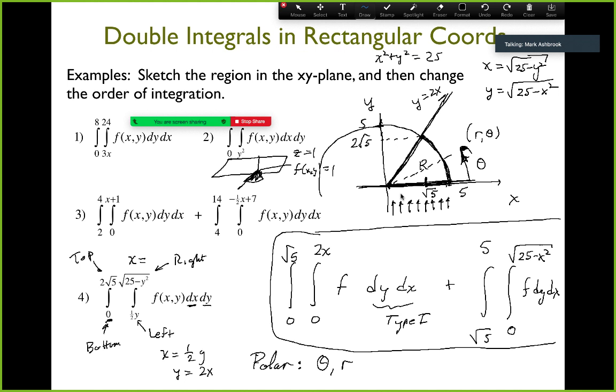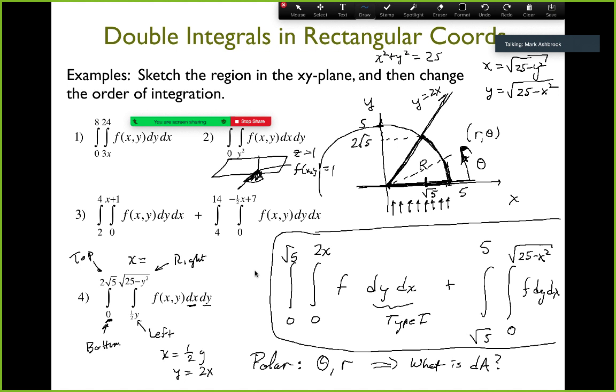And so if you see this region, it starts at a constant theta, ends at a constant theta, and then the boundary here is a constant r. The circle is a constant distance of 5 away from the origin. So it's very well suited to polar coordinates. Okay, but we have some groundwork to do first before we can actually set this up. So we have to ask the question: what is dA in polar coordinates?